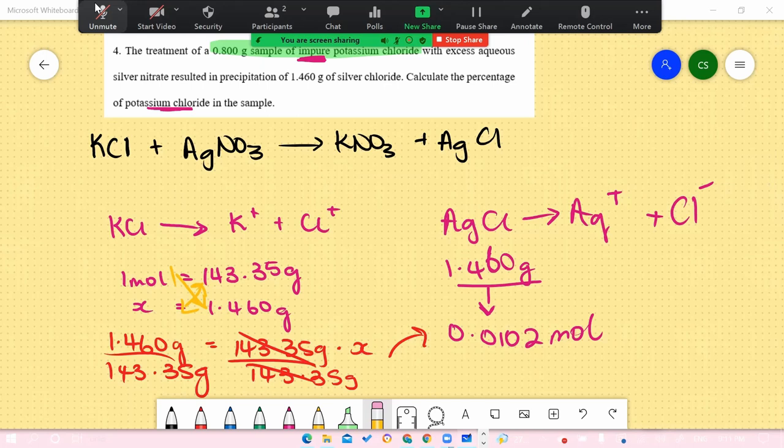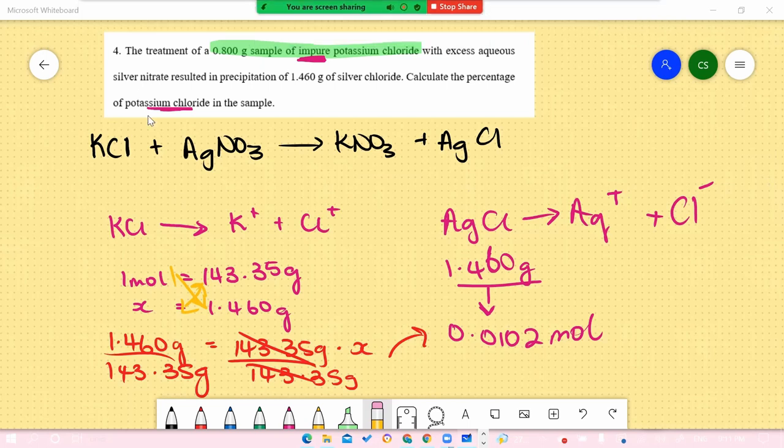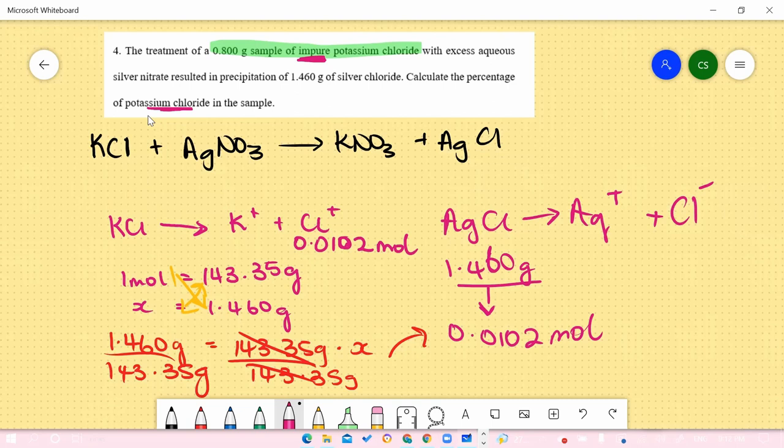Now we are currently aware that on the product side, we have 0.0102 moles of chloride ions. So that must mean that we have 0.0102 moles of chloride ions on the reagent side. Since everything is in a one-to-one mole ratio, the K plus is also 0.0102 moles. So everything right now is a 1-to-1 ratio according to the equation for the dissolution of KCl.